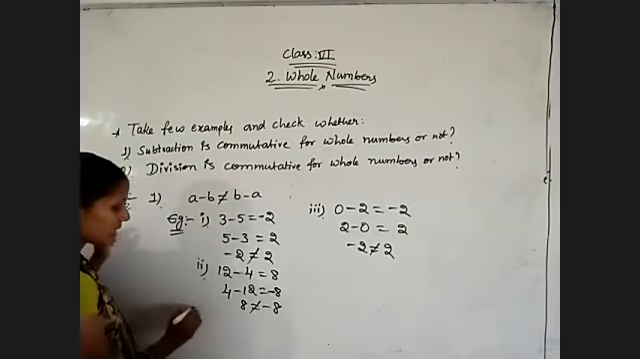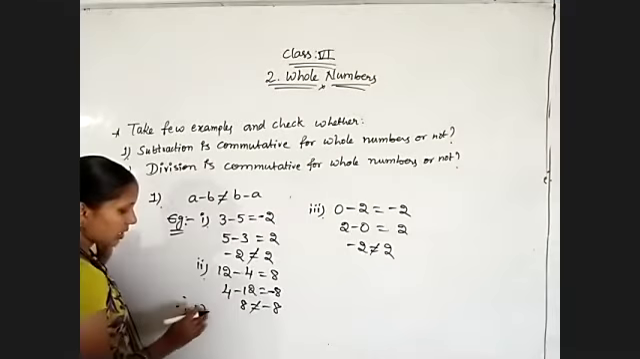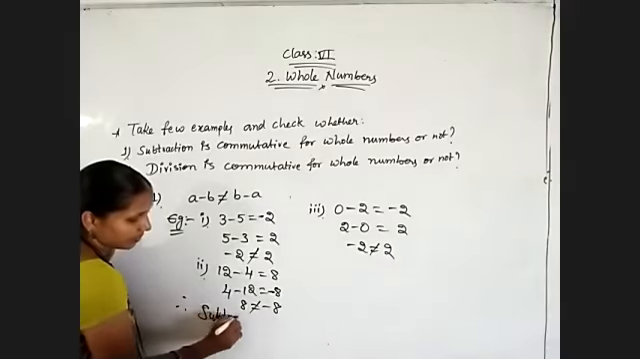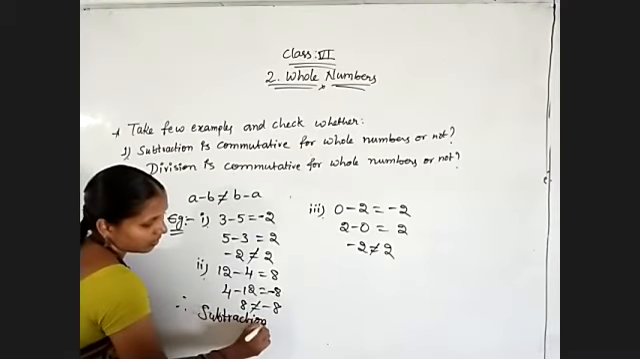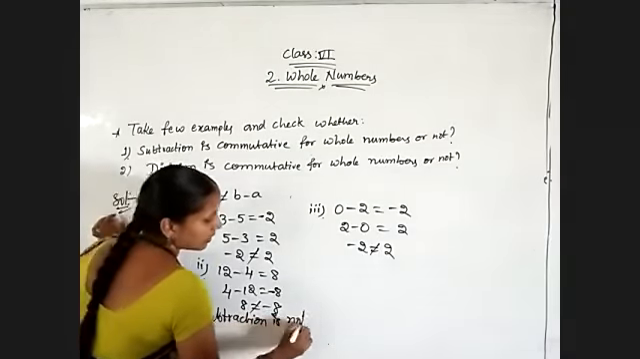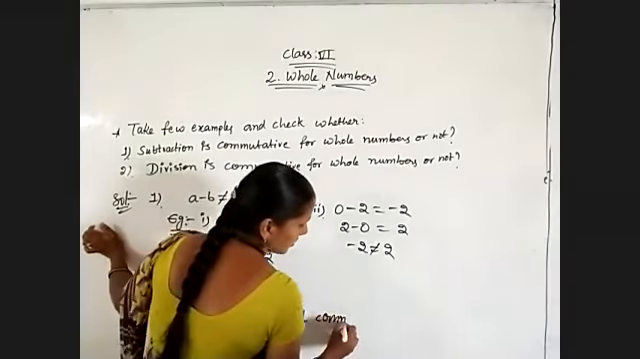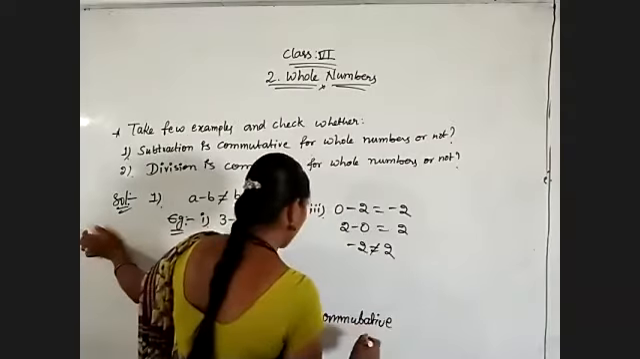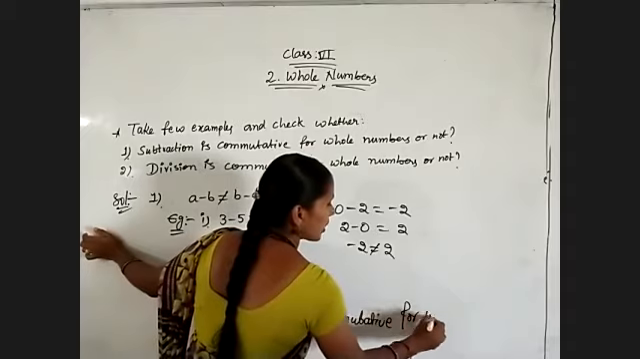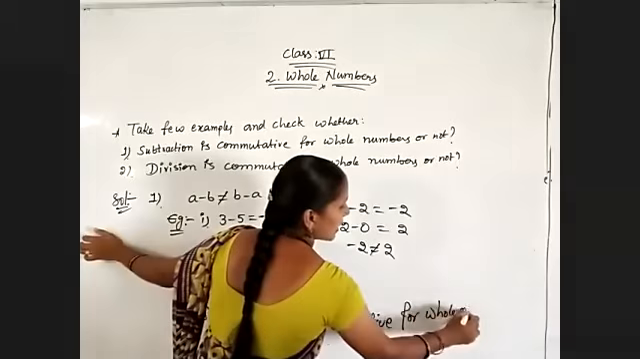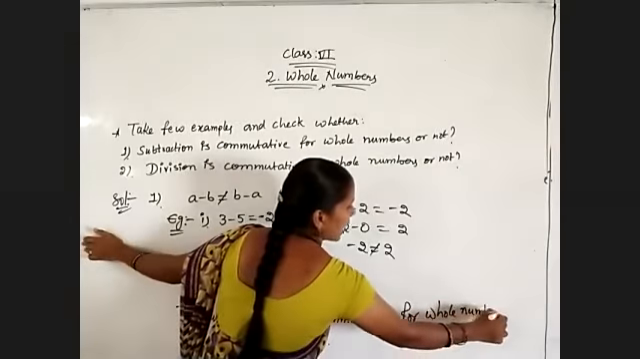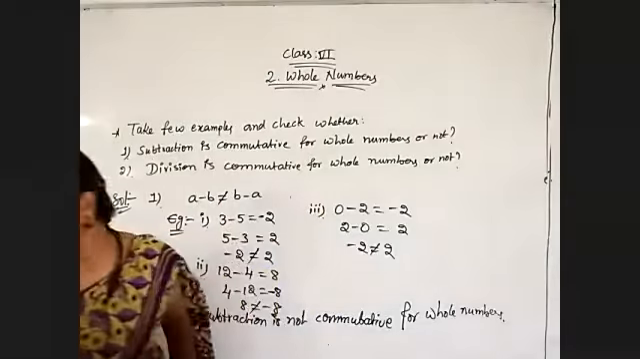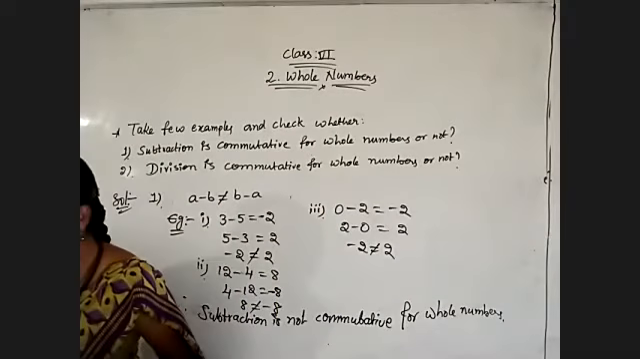So we must write, therefore, subtraction is not commutative for whole numbers. The same process we need to apply for division also, to show it is not commutative for whole numbers. Like this they may ask for addition and multiplication also. Okay. Now coming to the next question.